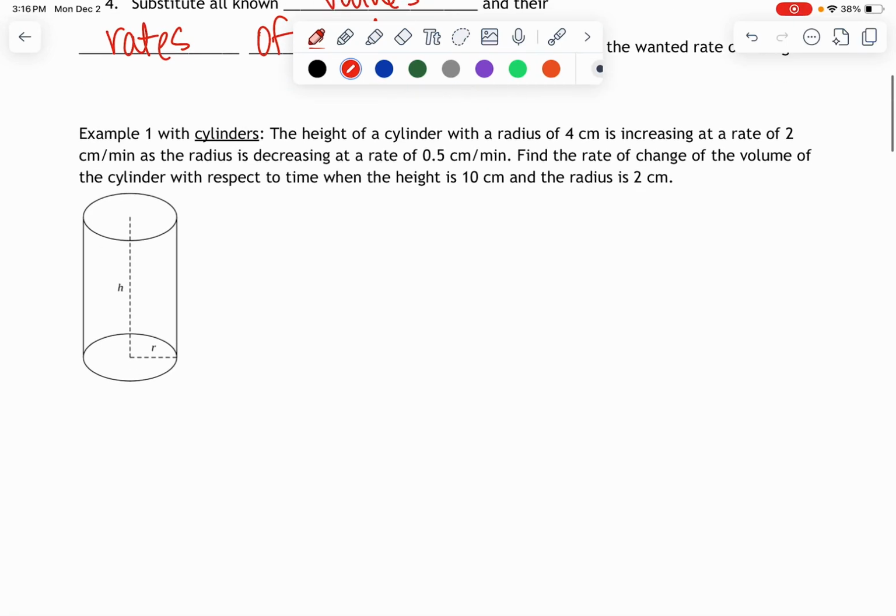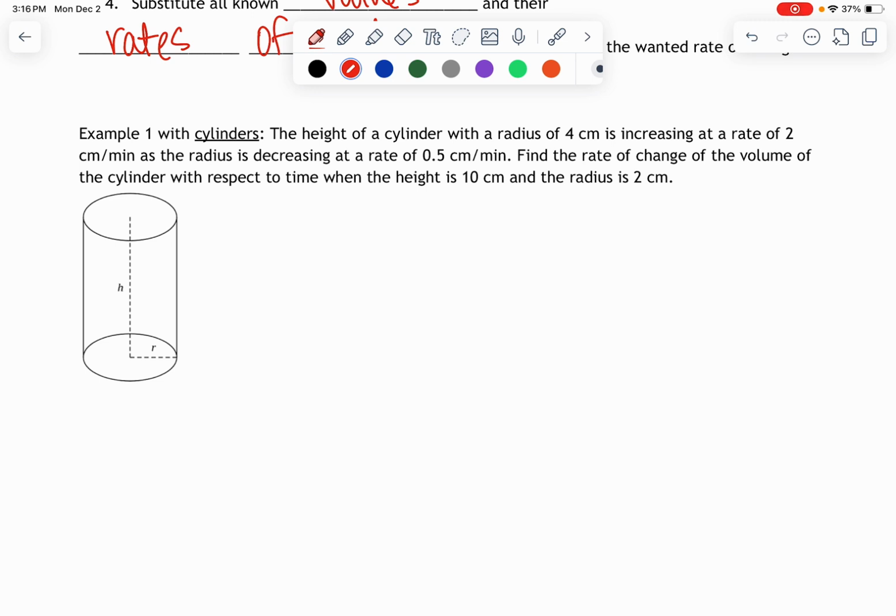Example 1 is with cylinders. The height of a cylinder with a radius of 4 centimeters is increasing at a rate of 2 centimeters per minute as the radius decreases at a rate of half a centimeter a minute. Find the rate of change of the volume of the cylinder with respect to time when the height is 10 and the radius is 2.